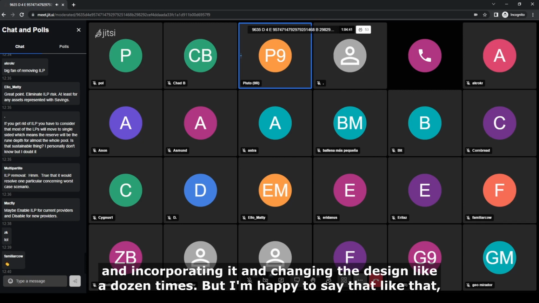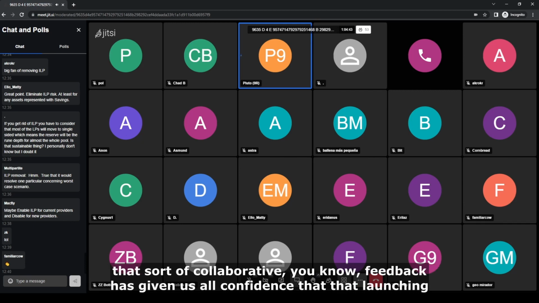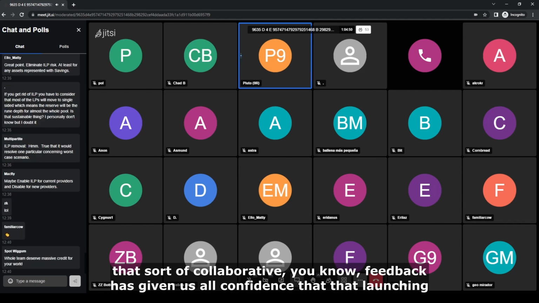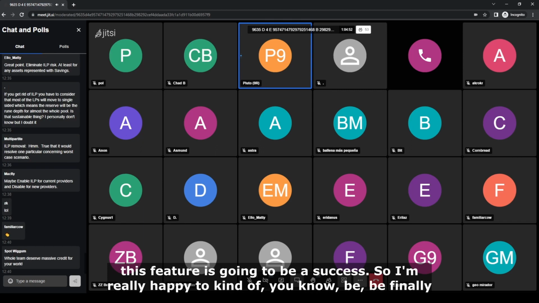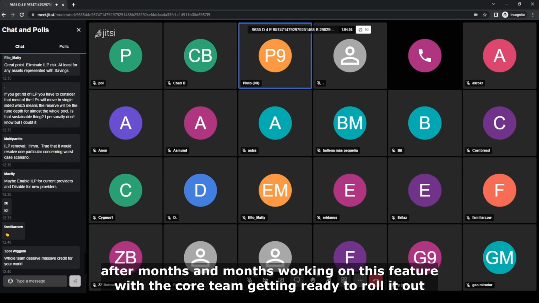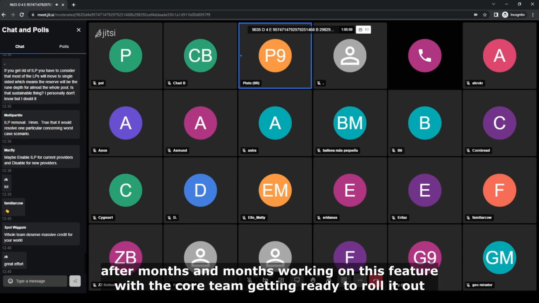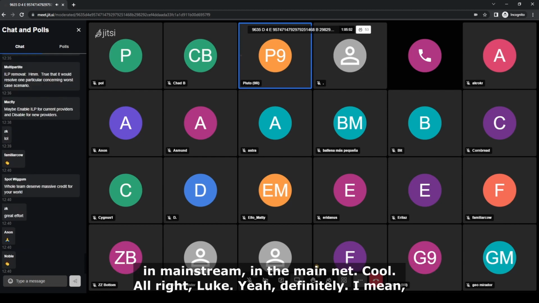But I'm happy to say that that collaborative feedback has given us all confidence that launching this feature is going to be a success. So really happy to finally, after months and months working on this feature with the core team, be getting ready to roll it out on mainnet.